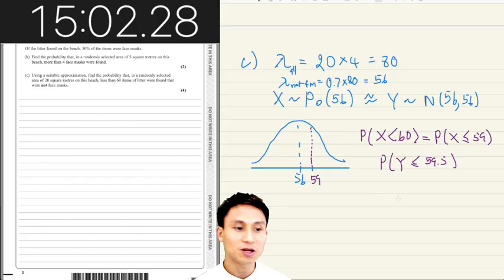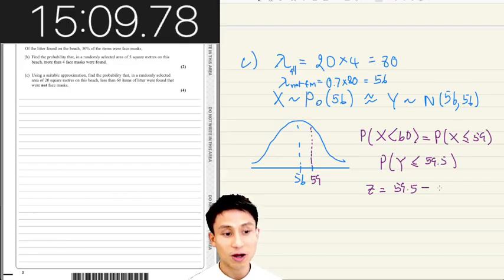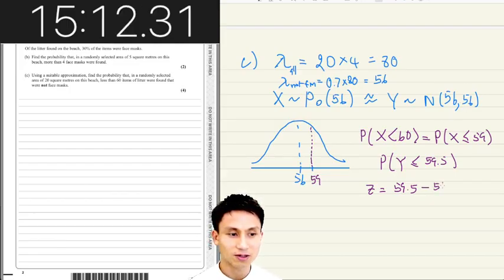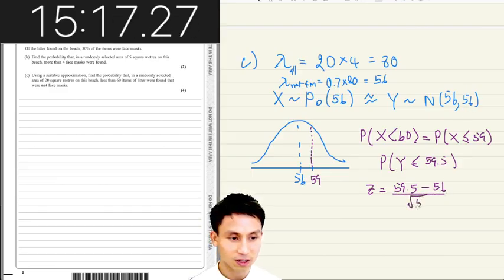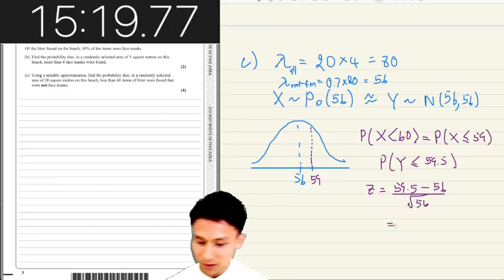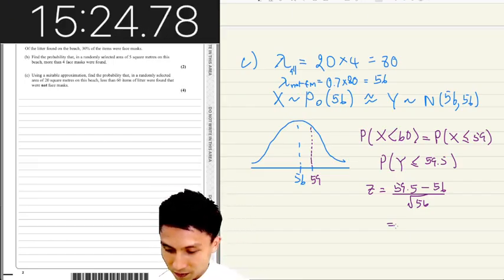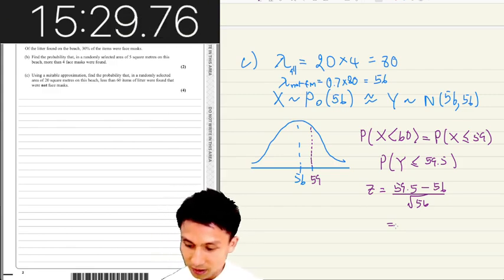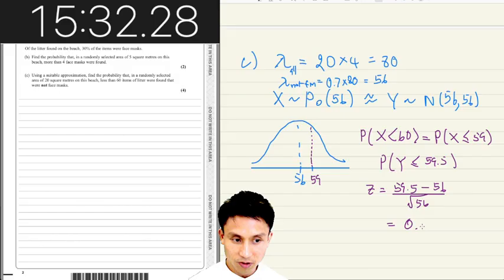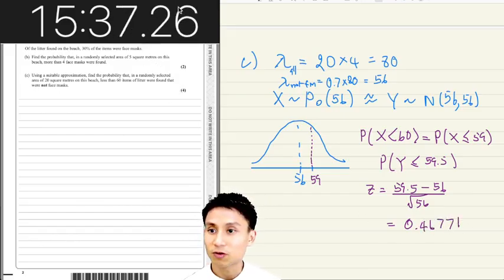Okay, and then we do the Z value and just find the probability there. So the Z value for that is 59.5 minus the mean first, and then over the standard deviation, which is the square root of 56 here. So that would be the Z value there. I'm just going to plug in the calculator here. 59.5 minus 56 divided by square root of 56. That gives me 0.46771. Okay, and then I'm going to open up the table to find the probability.